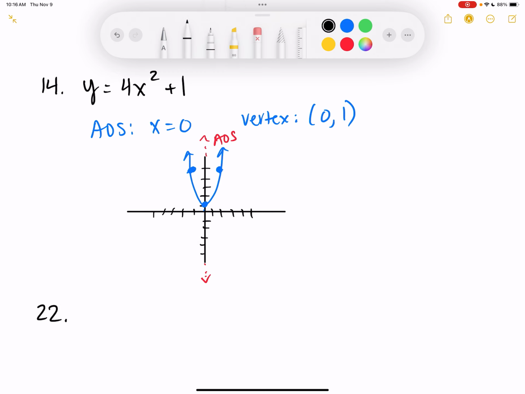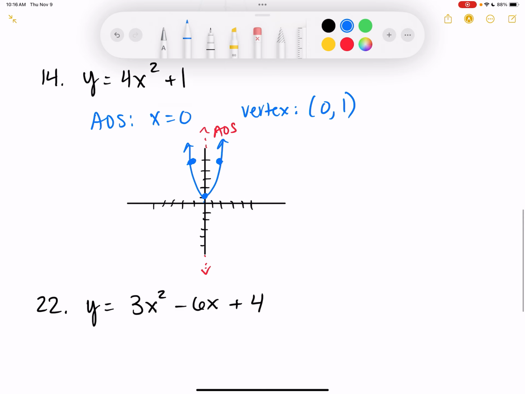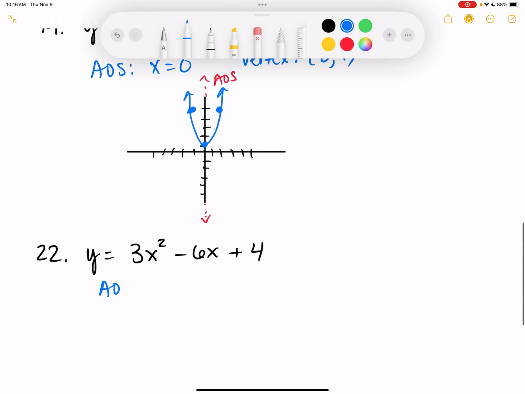So 22, y is equal to 3x squared minus 6x plus 4. I'm going to rewrite the formula since now we actually have a need for it. The axis of symmetry occurs where x is equal to minus b over 2a.